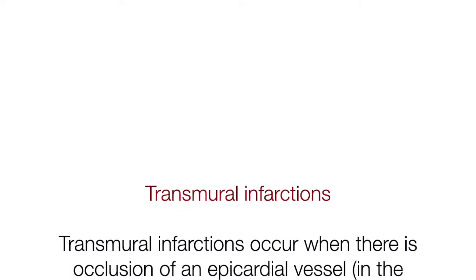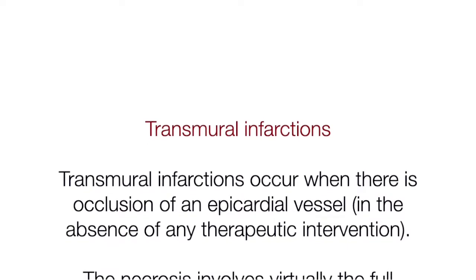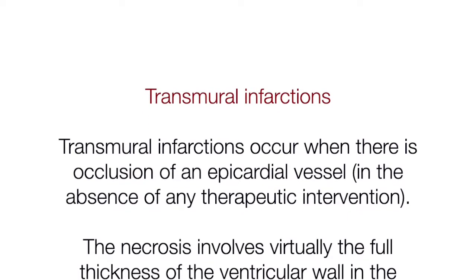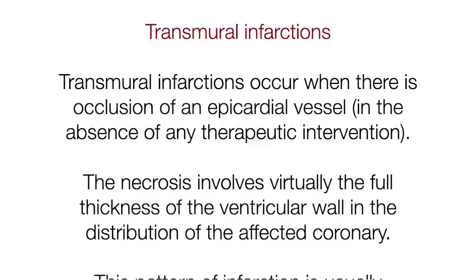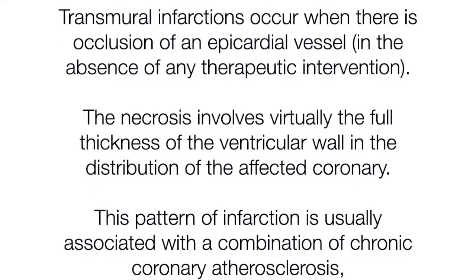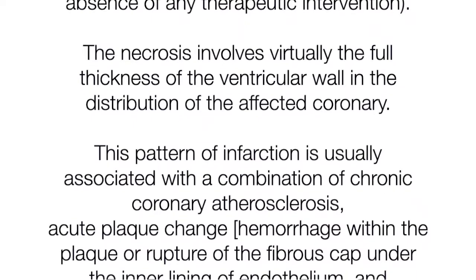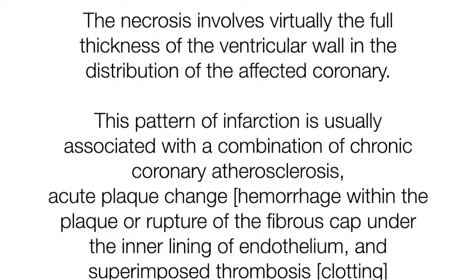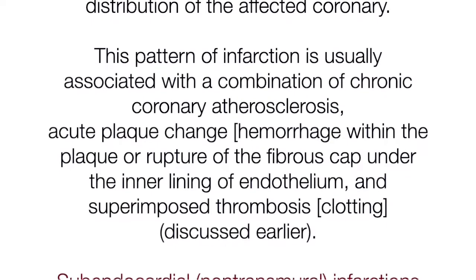Transmural infarctions. Transmural infarctions occur when there is occlusion of an epicardial vessel in the absence of any therapeutic intervention. The necrosis involves virtually the full thickness of the ventricular wall in the distribution of the affected coronary. This pattern of infarction is usually associated with a combination of chronic coronary atherosclerosis, acute plaque change, that is hemorrhage within the plaque or rupture of the fibrous cap under the inner lining of the endothelium, and superimposed thrombosis, that is clotting, discussed earlier.